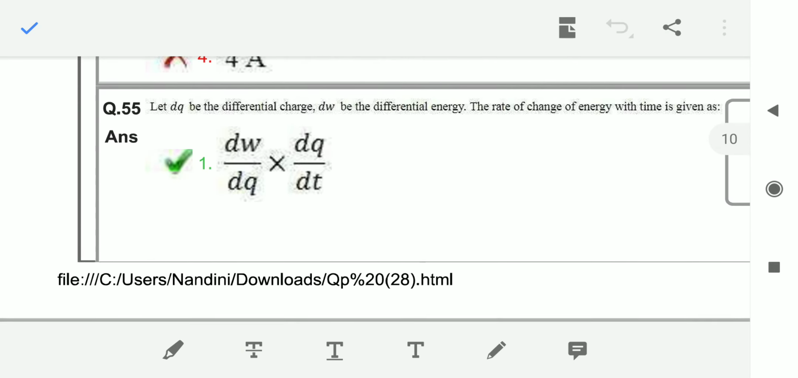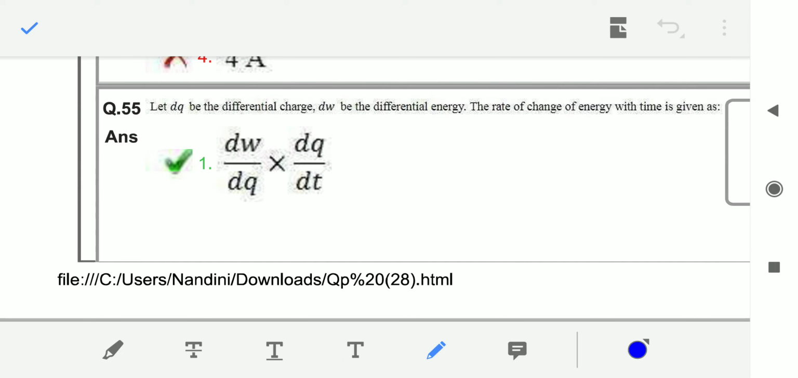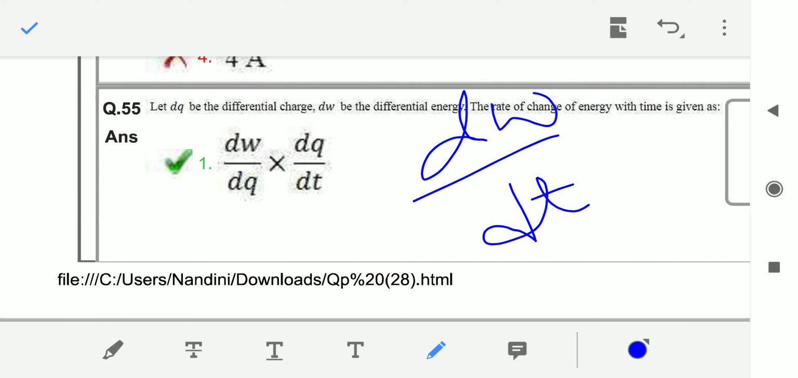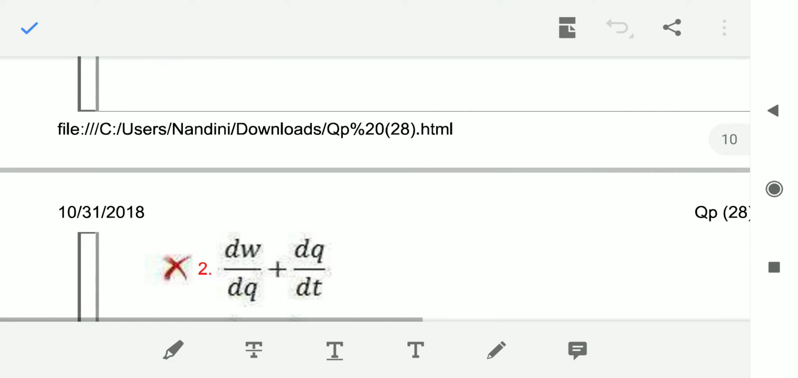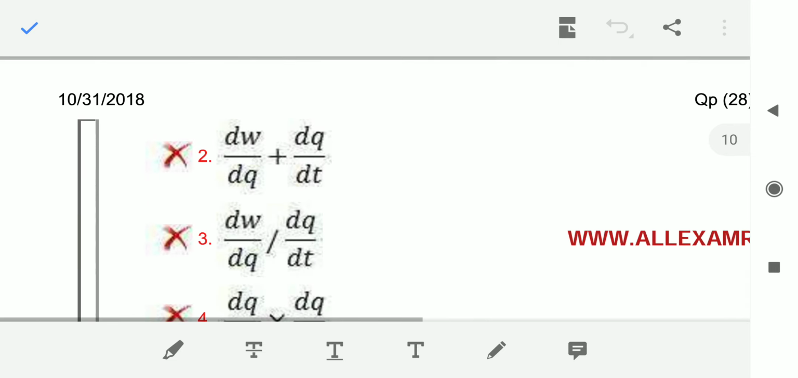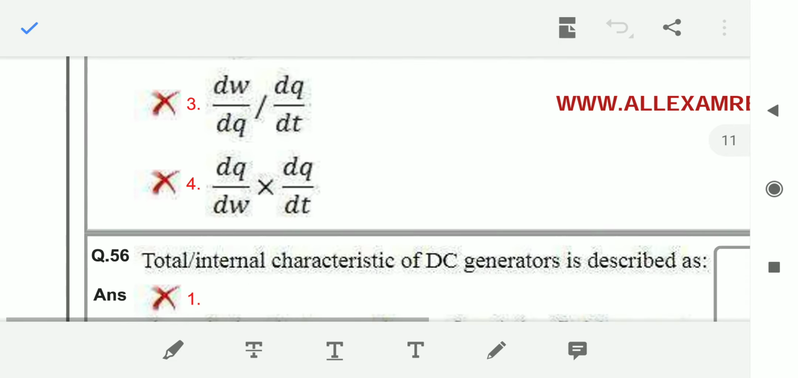Let dq be the differential charge, dw be the differential energy, and the rate of change of energy with respect to time is given by dw by dt. If you observe the options, dw by dt can be written as dw by dq into dq by dt, because these two get cancelled, and we will get the same answer. So the answer will be option 1. If you follow options 2, 3, 4, you will not get dw by dt, so options 2, 3, 4 are wrong.